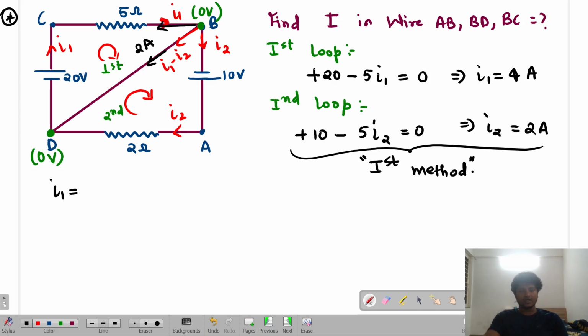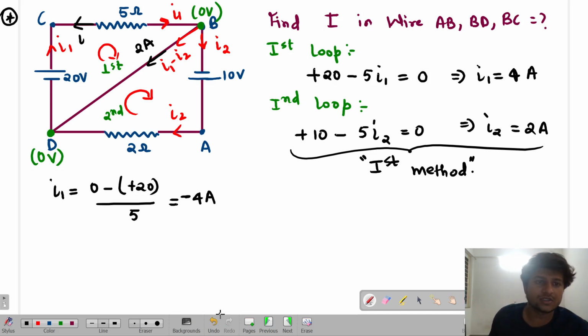If I'm considering I1 this way, what will I get? 0 minus the first potential is 0, then minus of the first, I'm getting the positive terminal, so I need to consider it positive. Plus 20 divided by 5 ohms. So this means minus 20 by 5, which is 4 ampere, the easiest way, isn't it? But I'm getting minus. Minus means that if I consider I1 this way, I'll get minus 4 ampere, which means I should always consider the opposite direction. Are you able to get me?